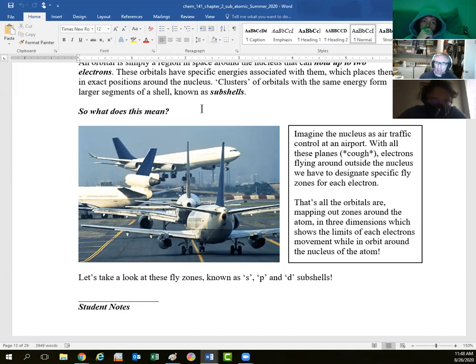But that's kind of like what's happening with the electrons outside of the nucleus.